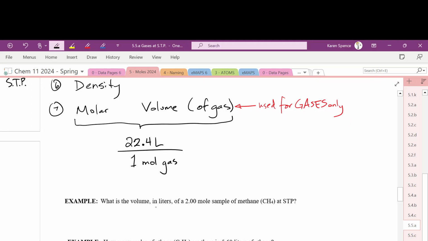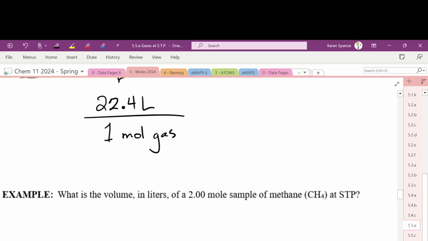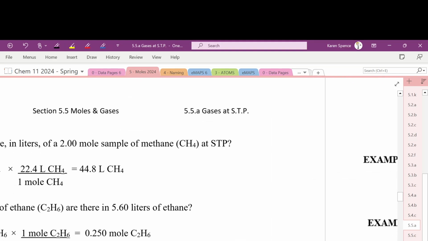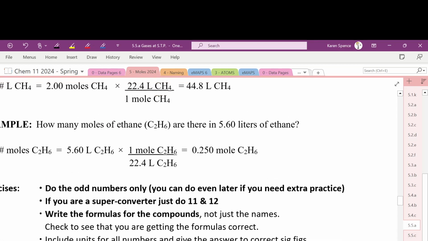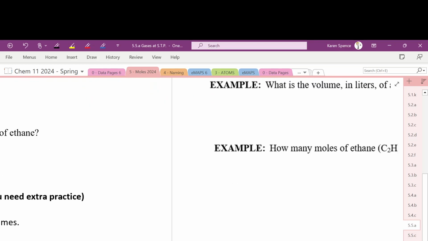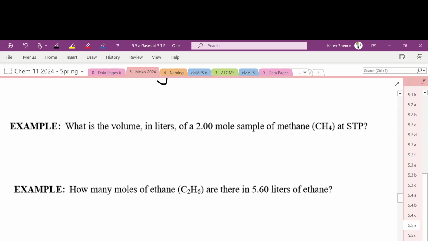What is the volume in liters? We're back on page 82, I think. Yeah. Page 82. What is the volume in liters of a 2-mole sample of methane? And it doesn't say gas, but if it says at STP, you can assume it's a gas.